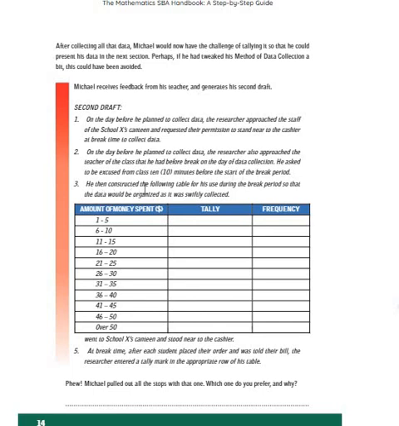Step 3: He then constructed the following table for his use during break period so that the data would be organized as it was swiftly collected. Now we see the headings: amount of money spent, and they're categorized: $1 to $5, $6 to $10, $11 to $15, $16 to $20, $21 to $25, $26 to $30, and so forth. And we have the tally and the frequency. Now let's look at step 5. At break time, after each student placed their order and was told their bill, the researcher entered a tally mark in the appropriate row of his table. Phew, Michael pulled out all the stops with this one. Which one do you prefer and why?